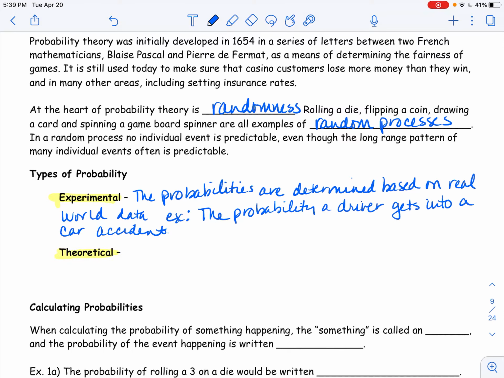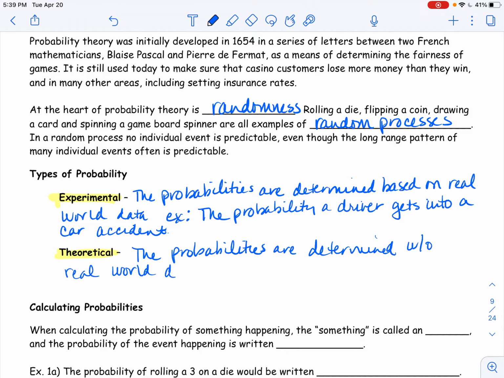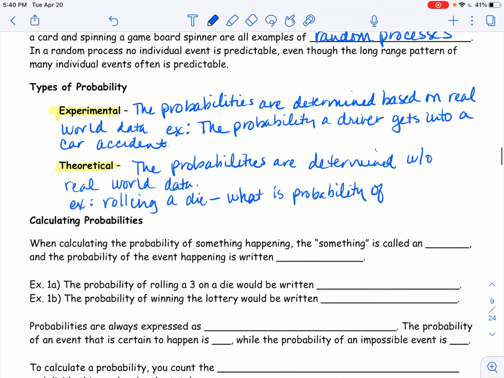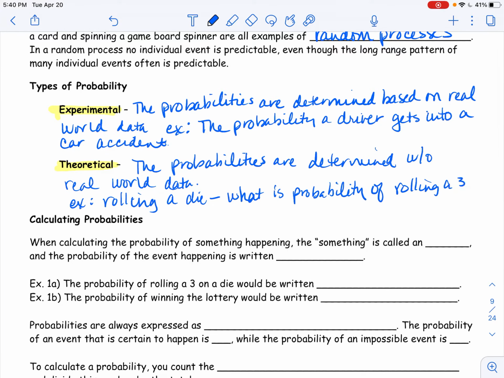Theoretical probabilities are determined without real-world data. So for example, rolling a die. What is the probability of rolling a 3? Well, that would be 1 out of 6. You don't need to collect data to know this.